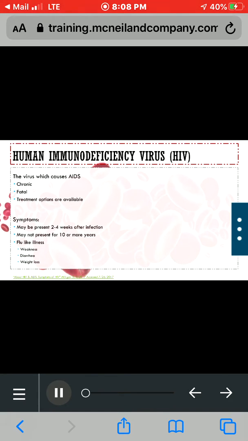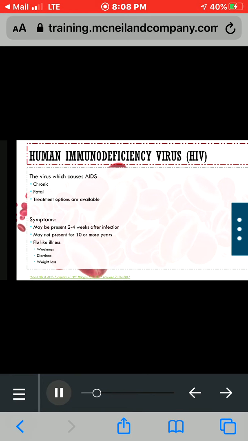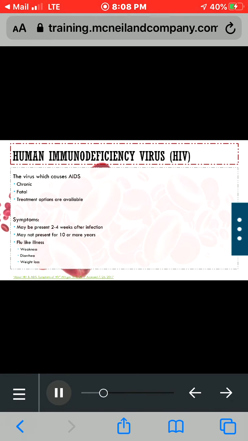Human immunodeficiency virus, or HIV, is the virus that causes AIDS, which is chronic and fatal. However, there are treatment options available for HIV. According to HIV.gov, in 40 to 90% of cases, HIV symptoms will present within 2 to 4 weeks of infection. However, in some cases, symptoms may take as many as 10 years to present. When symptoms start to occur, they will present as a severe flu, with weakness, diarrhea, and weight loss.